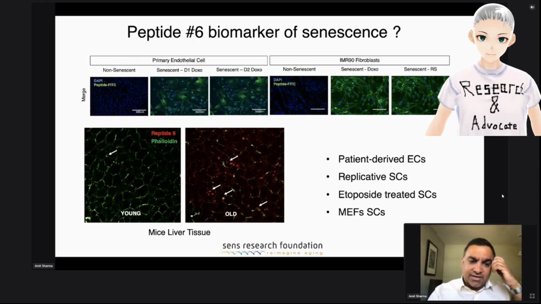We're doing more work with this now. We're trying to identify what peptide 6 binds to. We have some ideas, we're pursuing them. And we're also confirming peptide 6 binding in other tissues. And the idea here is then to potentially use peptide 6 to track senescent cells in vivo eventually.